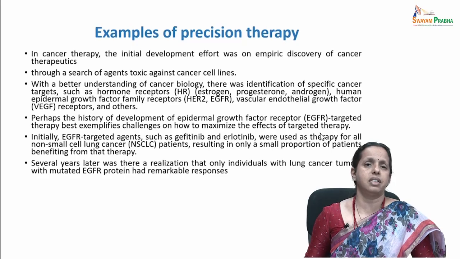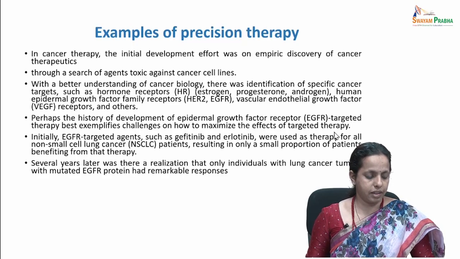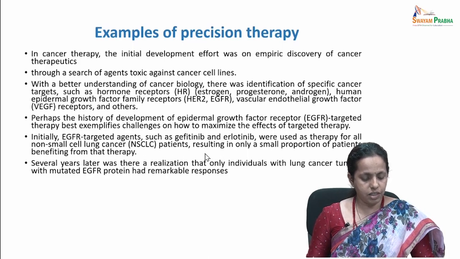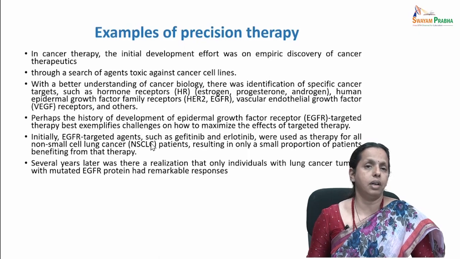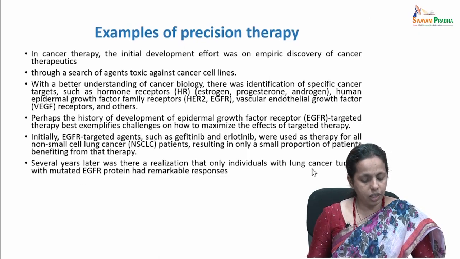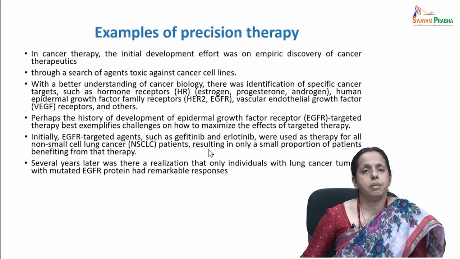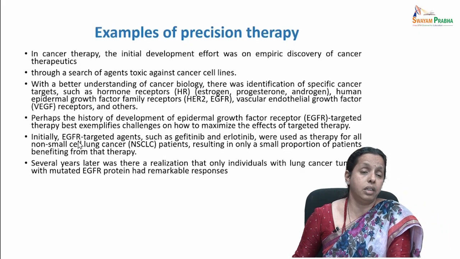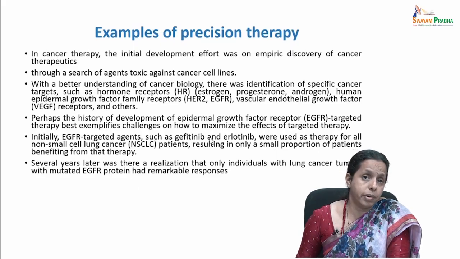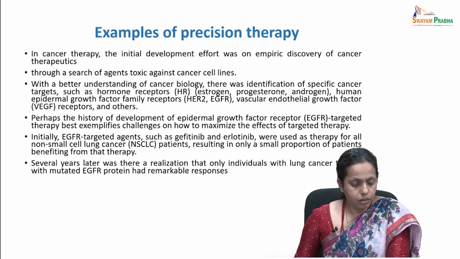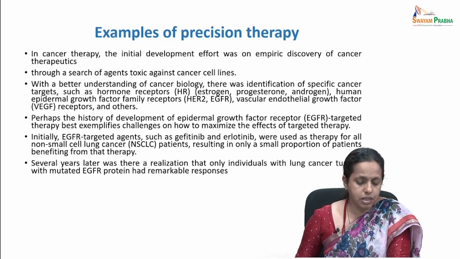EGFR targeted therapy is the best example of how targeted therapy can be maximized. Initially EGFR targeted agents, such as gefitinib and erlotinib, were used for all non-squamous lung cancer patients, but they found only a small portion of them were benefiting from the treatment. Why? Because there is a realization that only individuals with mutated EGFR benefit. This goes back to our first class where you have tyrosine kinase inhibitors. Only if you have a mutated EGFR will these TKI inhibitors aid in the response, a better treatment. Whereas for those with wild type, other therapies are being explored.